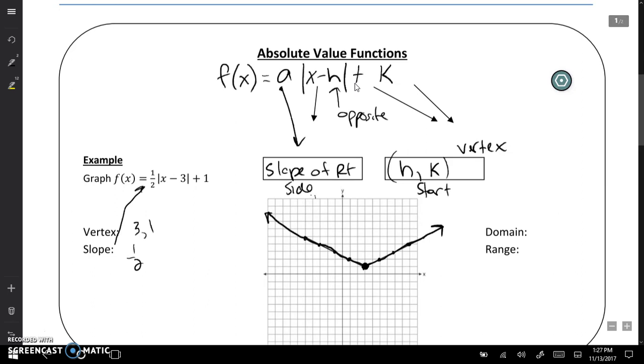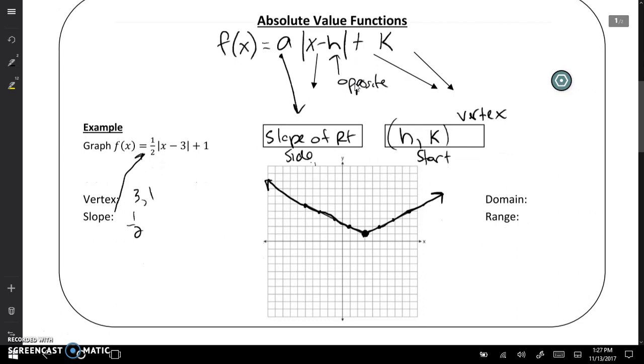Your domain is your x values. There's no limit to what x values you can plug in, so it's always going to be all real numbers. The range is your y values. You find your lowest y value, which is right there, when y is equal to 1, and everything's bigger than that. So your range is y is greater than or equal to 1.